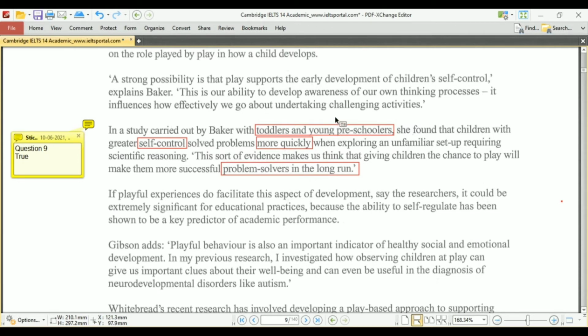So here, the children who have great self-control power will solve problems more quickly, but if they have not given the situation that they will solve the problem in the long run, it will become not given. Or we can say, if I want to add this thing but remove that one, like they will solve problems more quickly. Now let's see. In the study carried out by Baker, toddlers and young preschoolers, it was found that children having great self-control power will be helped in the long run and become more successful. So I have added this thing, and I have added that thing, but I have not added this one point.